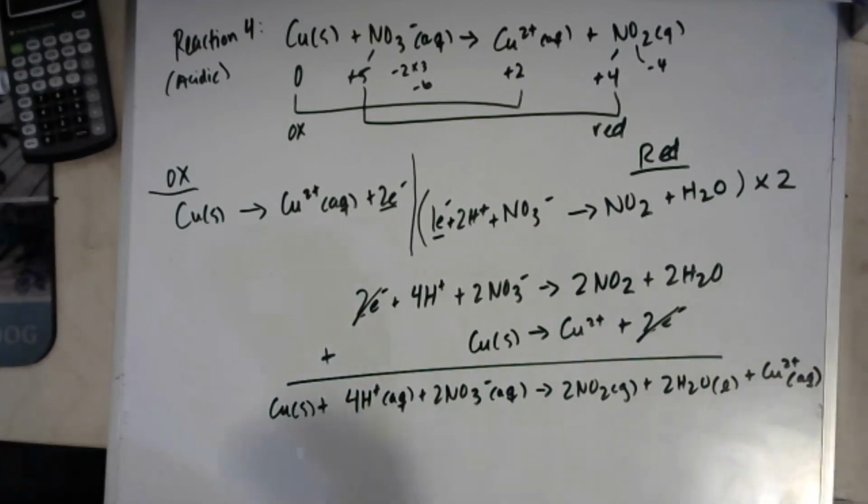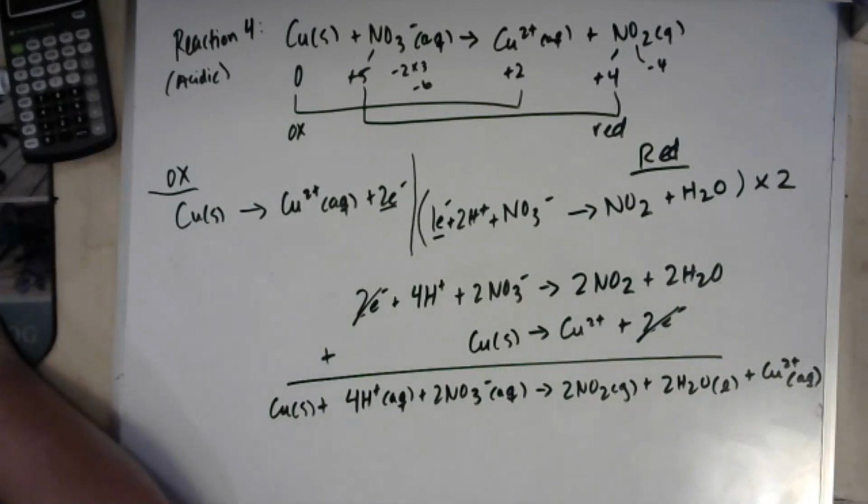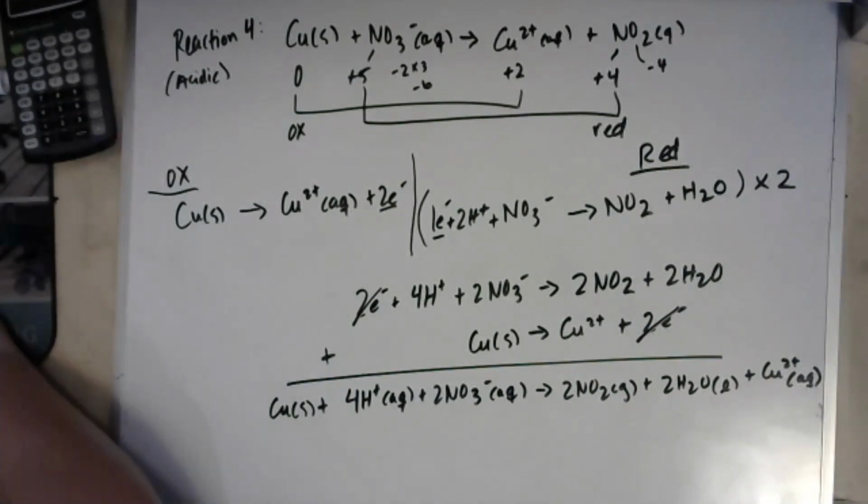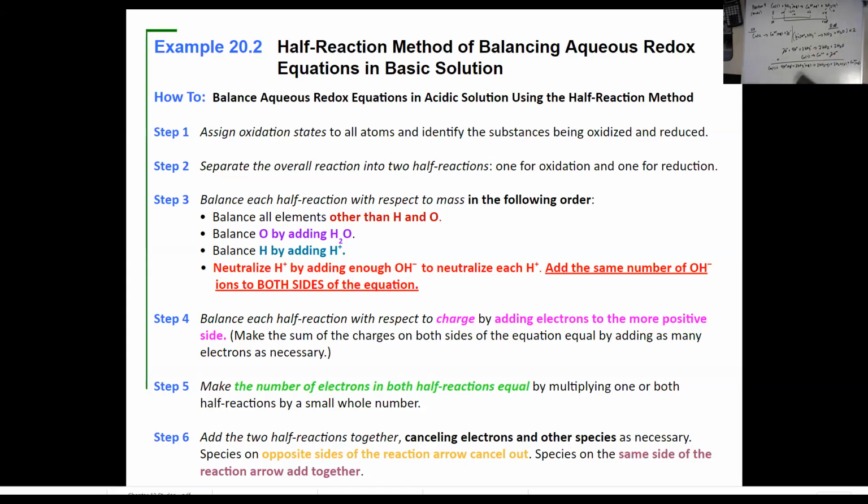Okay, and that's going to be our balanced overall reaction. Now we're going to move on to the basic half reactions. What I want you to note as a difference in the basic half reactions is what's going to happen in step 3. There's more than one way to balance these basic oxidation reduction reactions.